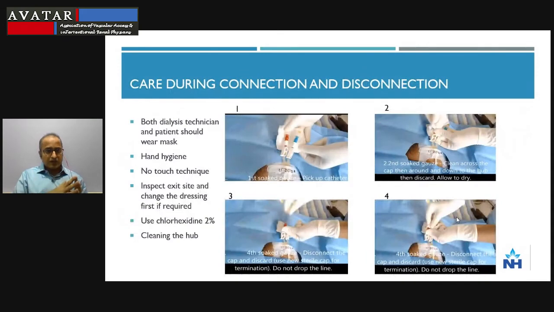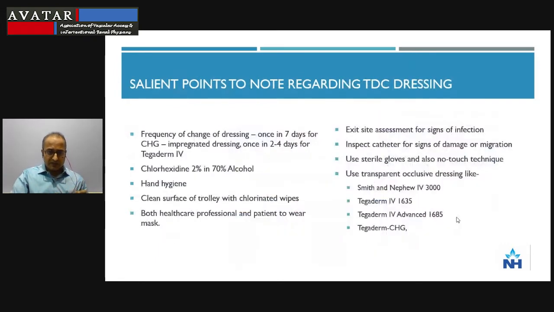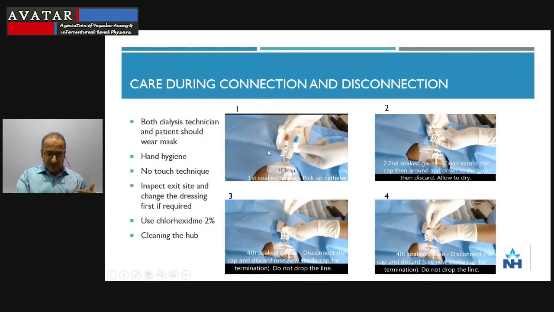I'll run through this. Whenever we connect and disconnect, the first thing we do before we connect the patient to dialysis is exit site care. And as I mentioned in the previous slide, we change the exit site dressing once in 7 days if the patient is using a chlorhexidine impregnated dressing, or once every other dialysis, not every dialysis, once in 4 days if the patient is using a clear Tegaderm or IV 3000. Always handle the catheter with gauze soaked in chlorhexidine. Don't touch the catheter directly.